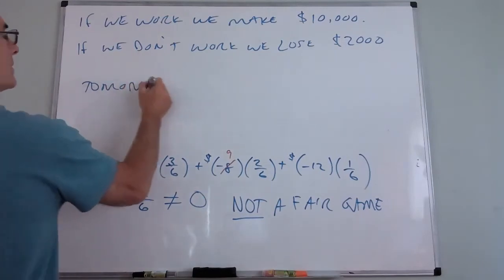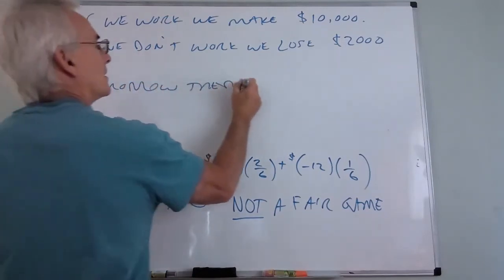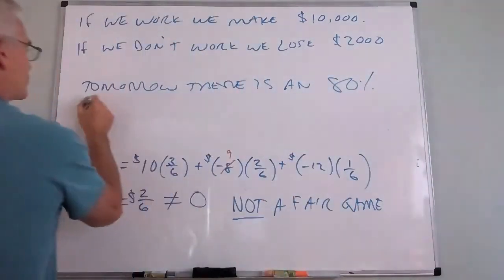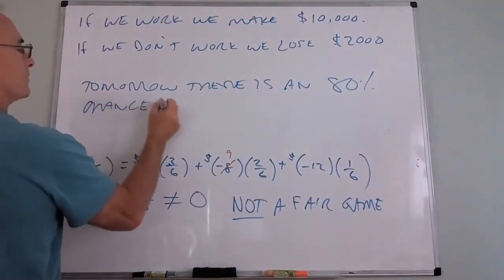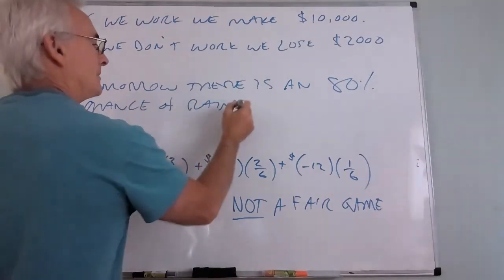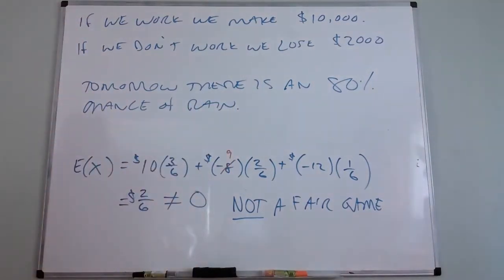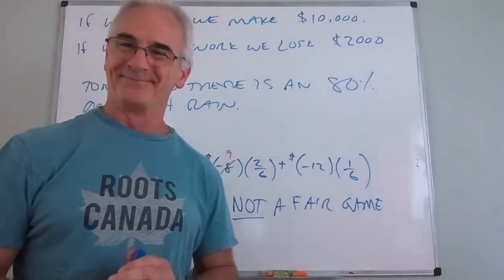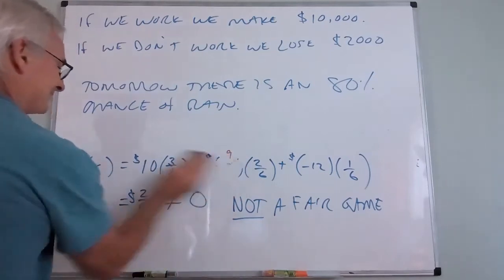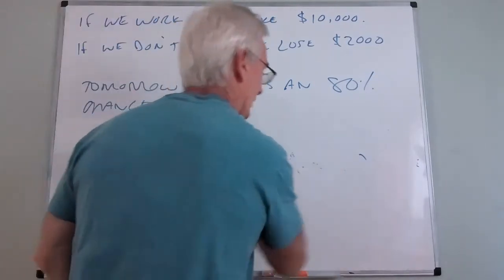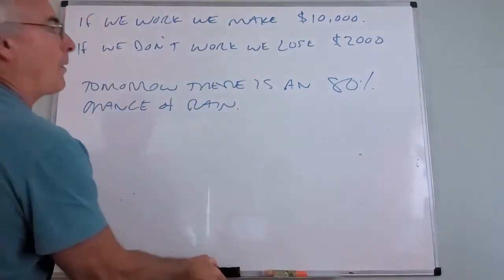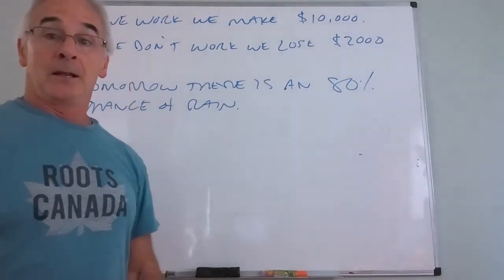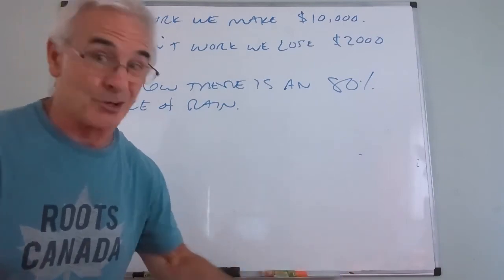Tomorrow, there is an 80% chance of rain. How much money should I expect to make or lose tomorrow? That's the question. By the way, this is an everyday real life type of scenario. If I work, I make money. If I don't work, I lose money. And both of them have probabilities that are not zero.